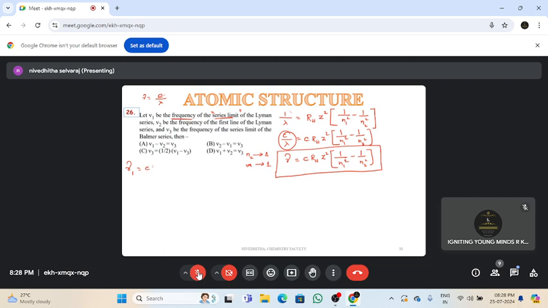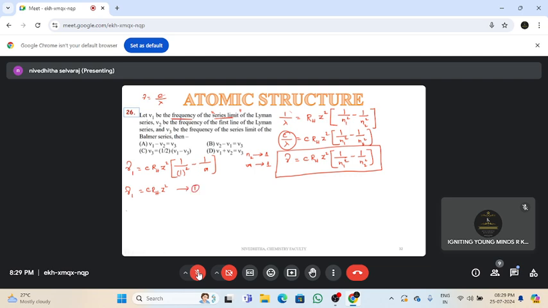So c into Rydberg constant into, okay, they didn't mention any atom here, so I'm writing it as Z square into 1 by n1 square, which is 1 square, minus n2's value, which is infinity, right? So what is nu1? Nu1 is equal to c into Rydberg constant into Z square into 1. That's it. So this is equation 1.